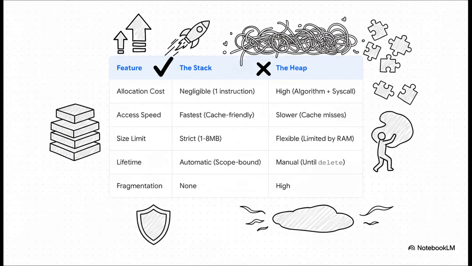And this table just lays it all out, doesn't it? I mean, look down the columns. It's a total knockout. The stack wins on every single performance metric: cost, speed, fragmentation. The only things the heap has going for it are its huge size and that flexible lifetime.